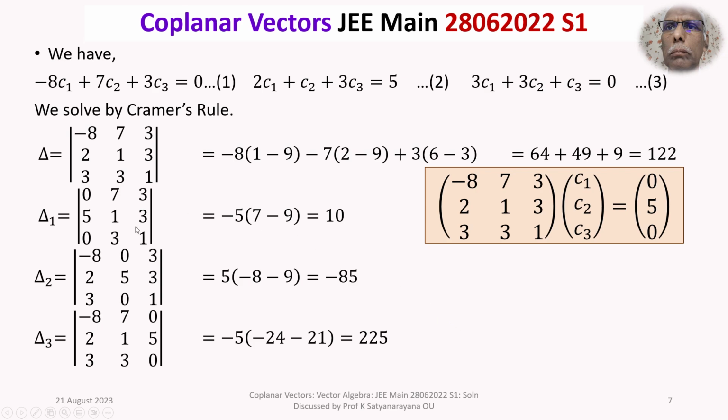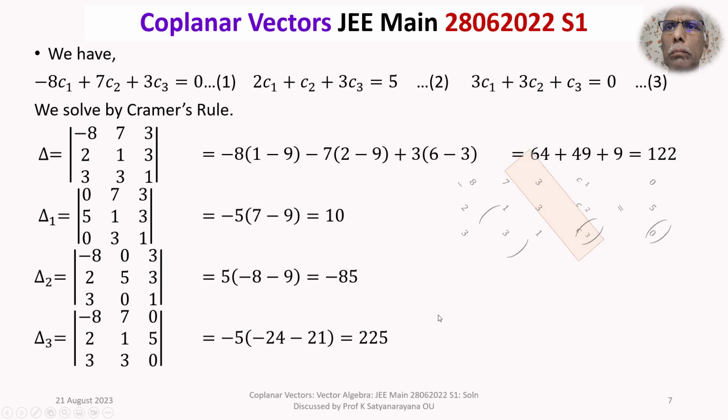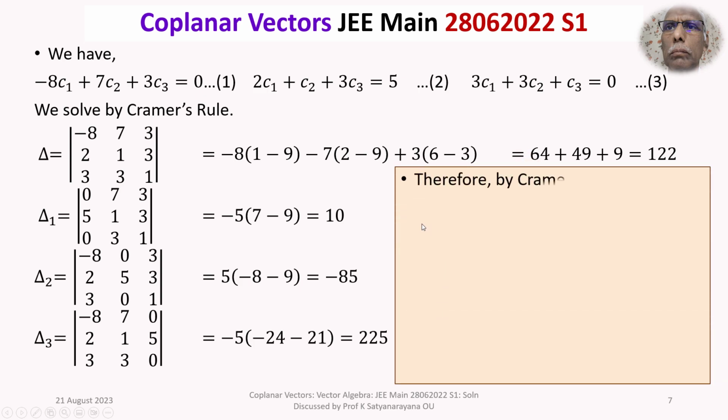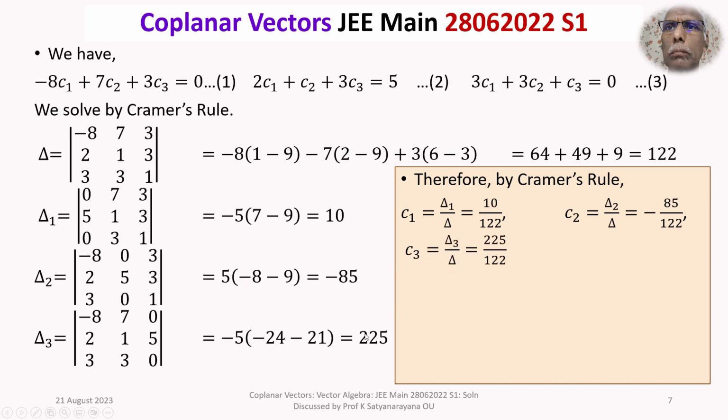We got delta, delta 1, delta 2, delta 3, and now use Cramer's rule. By Cramer's rule, C1 is delta 1 by delta, that is 10 by 122. C2 is delta 2 by delta, that is minus 85 by 122. C3 is delta 3 by delta, that is 225 by 122. Now add C1 plus C2 plus C3; the denominator is the same, so you get 10 minus 85 plus 225 by 122.